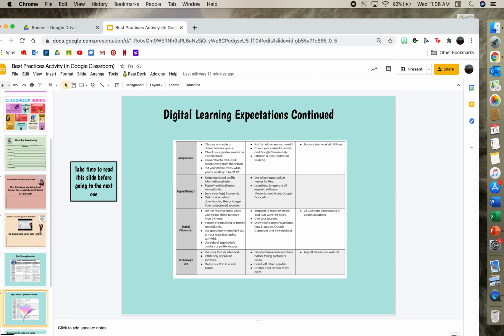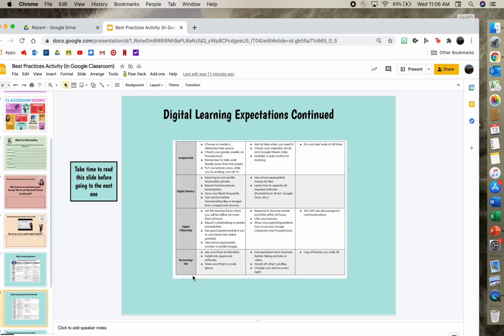All caps are discouraged in communication. I wonder if that's because it sounds like you're yelling. I actually did not see that. If you wrote in all caps in communications, like in a Google chat, I'll probably assume you are yelling at me, but I'm not going to get too offended. But that's pretty funny that's actually there.